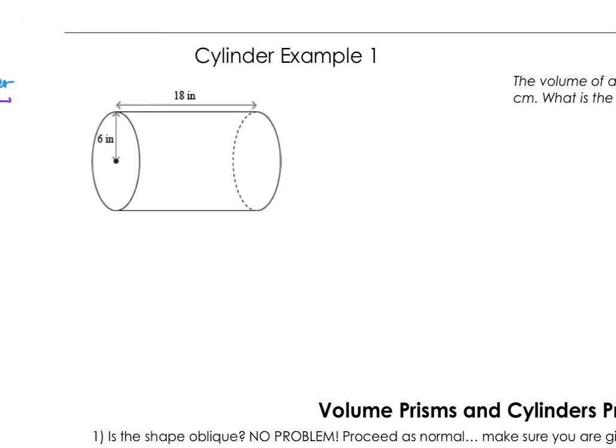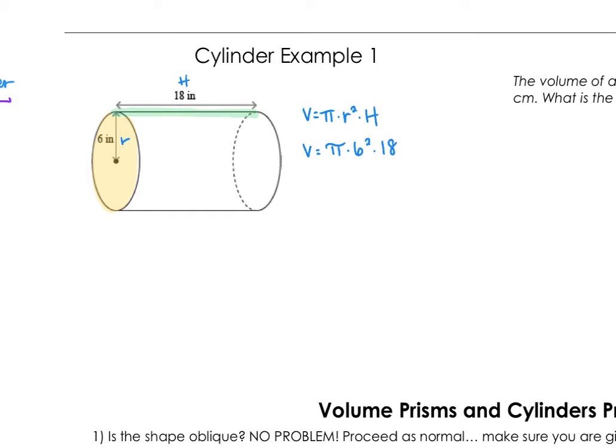Okay, let's look at example 1. So in this case, I'm going to highlight my base, which is this circle right here. In this problem, we are given the radius, and then the height is this sideways one right here, so this is the height. So to find the volume, it's going to be pi times the radius squared times the height. So let's plug in what we know. It's going to be pi times 6 squared times 18, which is my height.